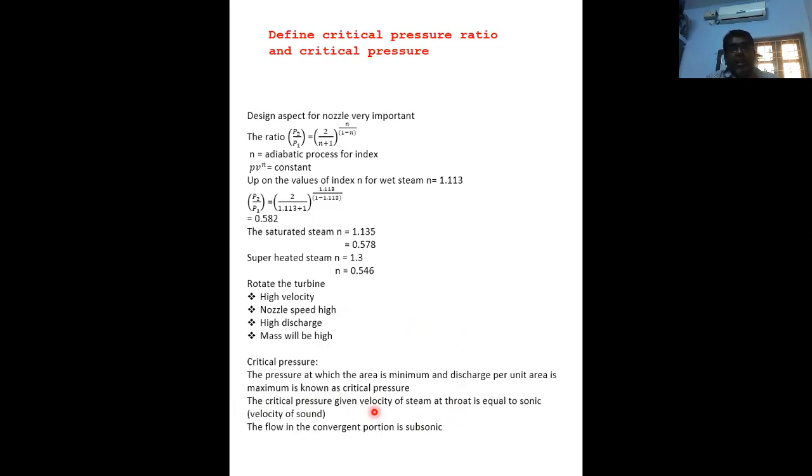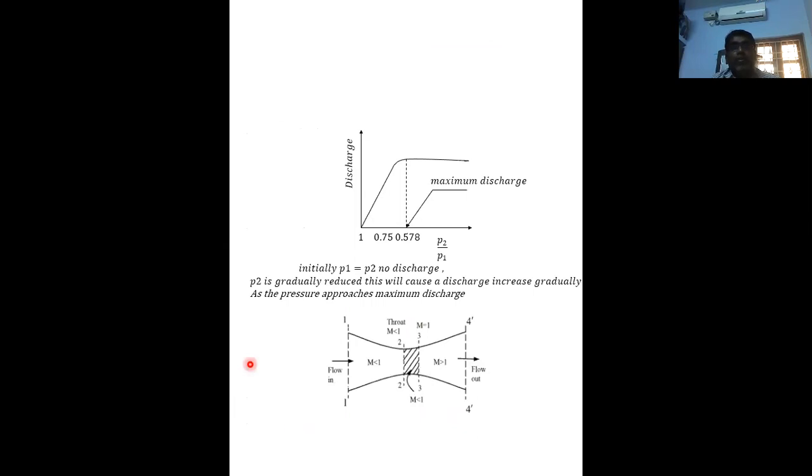The flow in the convergent portion is subsonic. The graph shows discharge on the x-axis and pressure ratio on the y-axis, with values 1, 0.75, 0.578. For example, using wet steam with n equal to 1.13, if P2 is 10 bar and P1 is 10 bar, we get the value 1. So at 1 there is no deviation in the discharge line; there are no changes.